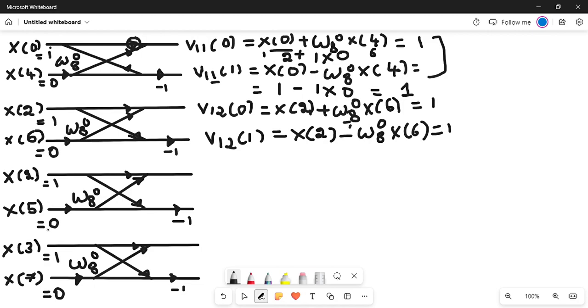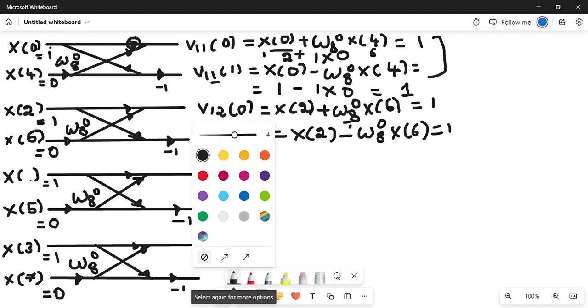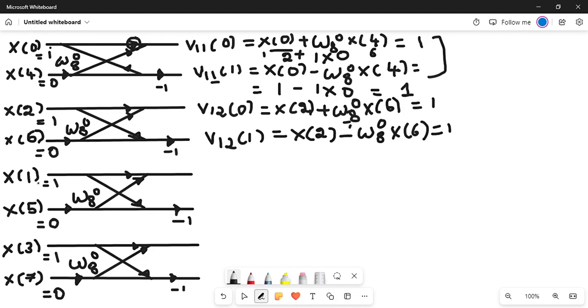Wait a second, I'm sorry, I missed something. This is x of 1, right? So x of 4 is x of 1. Here x of 1 and x of 5 are 1 and 0, so I get the same resultant. Yes, right. Okay, I will write for all. So v1, v2, and I'll write for all and explain it to you once directly.